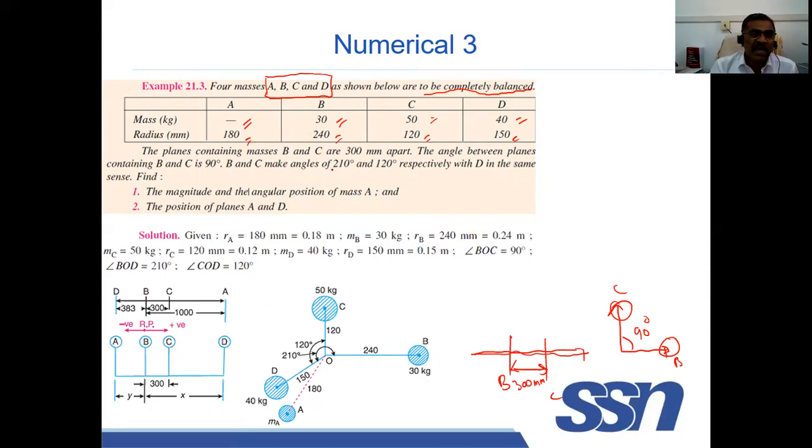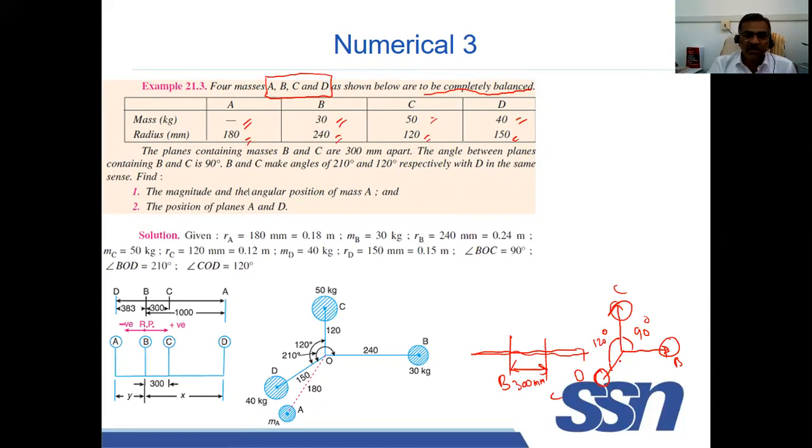B and C make angles of 210 degree and 120 degree respectively with D. So from this value, you take 120 degree and draw a line. So this will be the mass D. This is 120 degree. From B, 210 degree. From C, it is 120 degree. So these are all the data given.